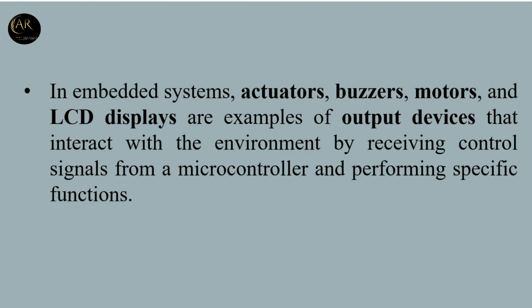Here we see that in embedded systems, actuators, buzzers, motors and LCD displays are examples of output devices. That means when any change occurs in the physical environment on the sensor side, these components will show the output on the output side.